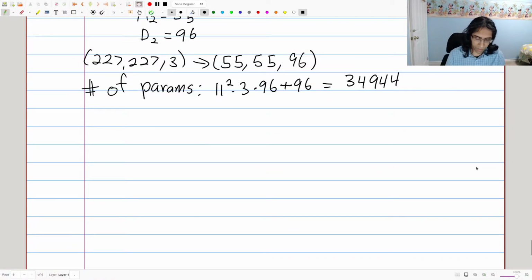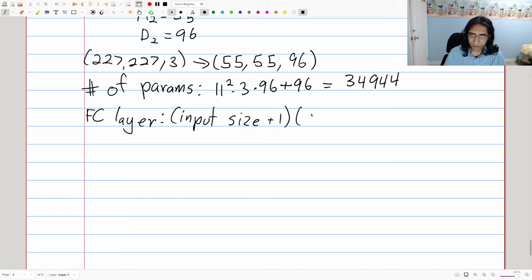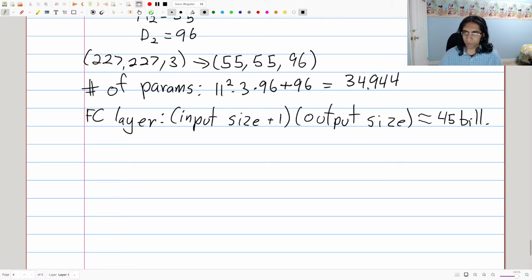That's not, in the grand scheme of things, really that many parameters. It's fairly small. But compare this to if we had a fully connected layer, in which the number of parameters is, like we talked about before, you connect all of the things in the input, plus 1 because we're going to have this bias, times the output size, because you just connect them all up. This is approximately equal to just multiplying all of these quantities together if you ignore the plus 1, and that will give you something on the order of 45 billion. So that is a lot more parameters than 35,000.